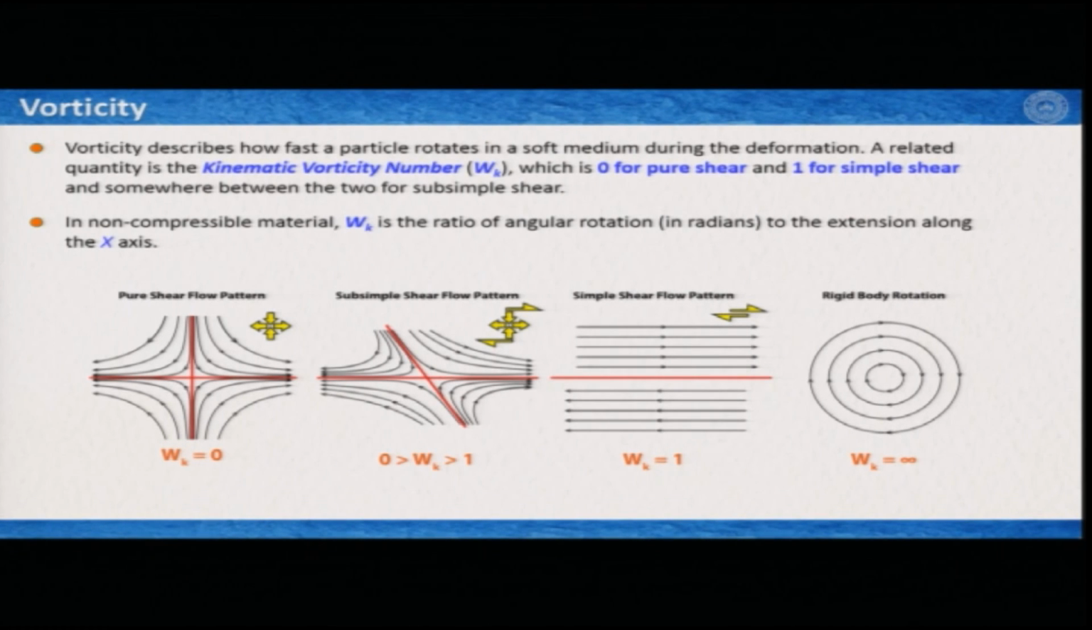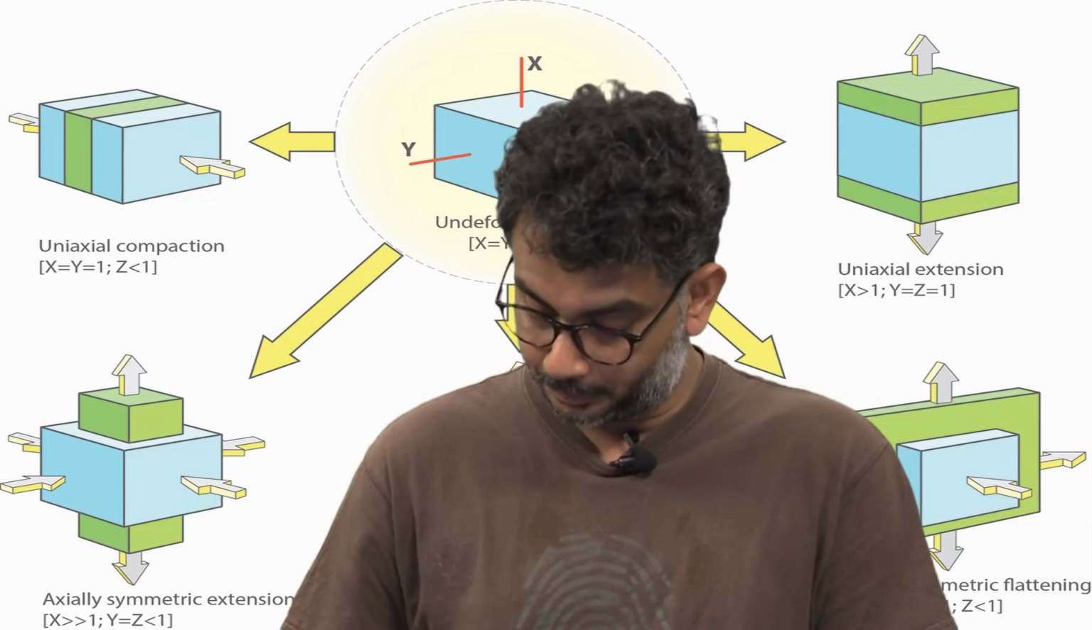So, again we can have a look at the same diagram, that here Wk is 0, so this is pure shear, here Wk is 1, this is simple shear, and whatever stays in between from 0 to 1, this is your sub simple shear flow pattern. Okay. And if I increase the Wk value, then I achieve something whose flow pattern is very similar to rigid body rotation, and we see the effects of rigid body rotations in many different geological structures, including shear zone features like delta structures. We have seen it in one lecture, and we will see it more when we study ductile shear zones.